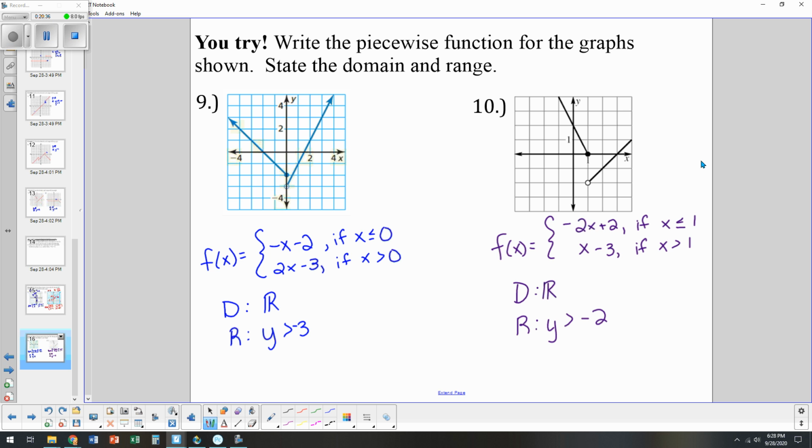For 10, we had negative 2x plus 2 if x is less than or equal to 1. We have x minus 3 if x is greater than 1. The domain was all real numbers, and the range was y is greater than negative 2.